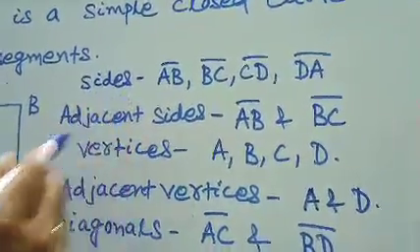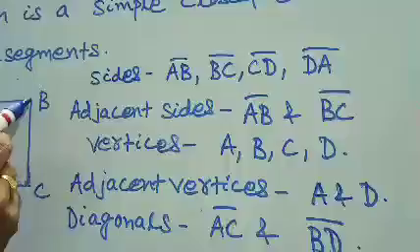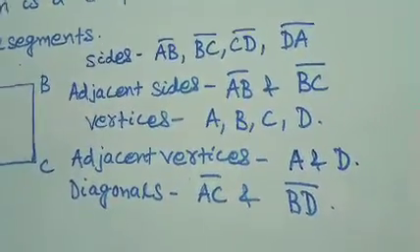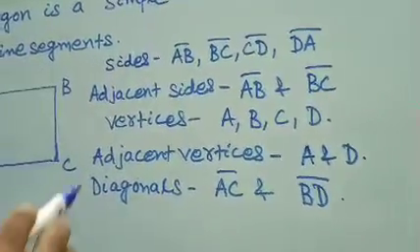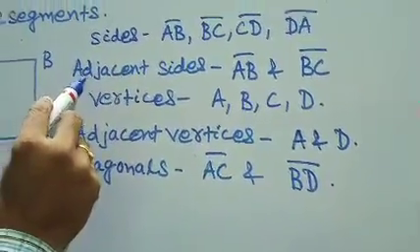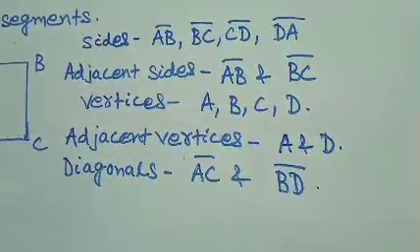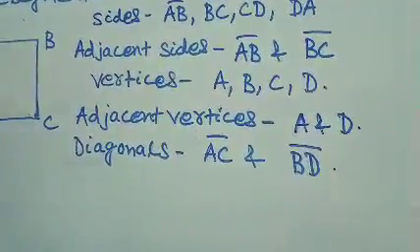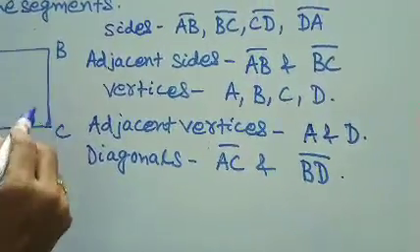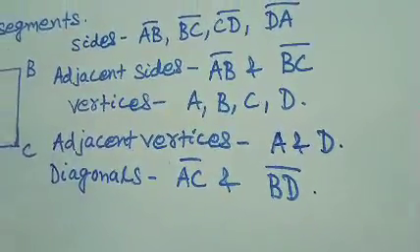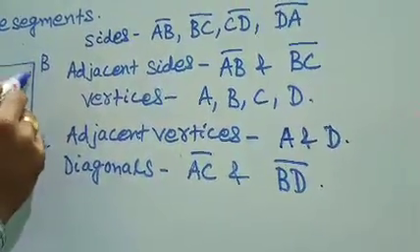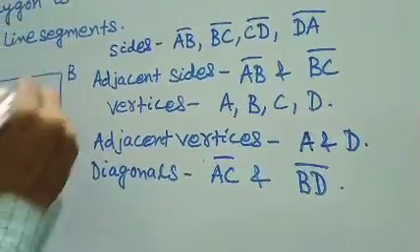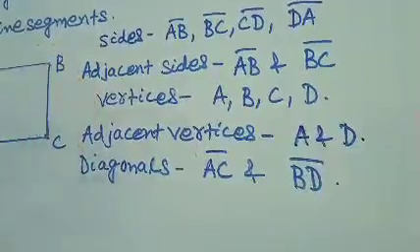Sides means, look here, AB, BC, CD and DA all are called the sides of the polygon. Now come to adjacent sides. Adjacent sides means AB and BC. They have the common vertex. Okay, AB and BC, the common vertex is B. These are called adjacent sides of the polygon.